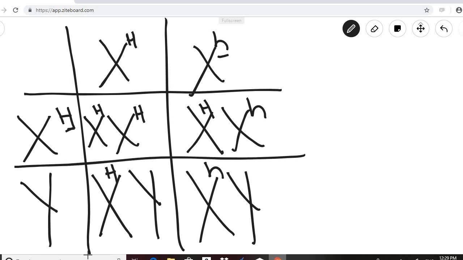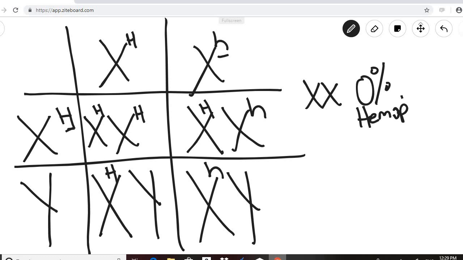So the top row are going to be the females. Half of the females would be both uppercases. Half of the females would be uppercase, lowercase, but there are 0% hemophiliac, because for a female to be hemophiliac, the female has to have both of the recessive alleles. So the 0% are hemophiliacs in the females.